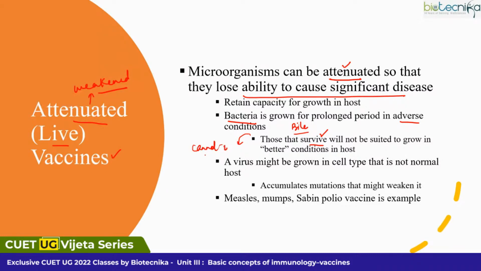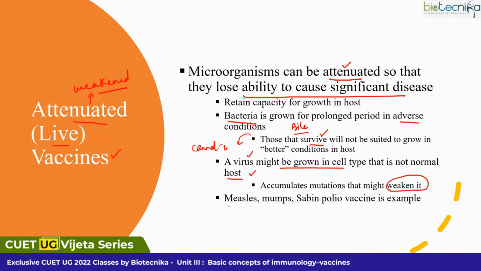Okay, so this is about the live attenuated vaccines. A virus must be grown in a cell type that is not its normal host. For bacteria, you have to grow them in a different medium that is not suitable. For a virus, you have to grow it in a cell type that is not a normal host. So the virus will again start accumulating certain mutations, and those mutations will again weaken the virus, and then it can be used as an attenuated vaccine.